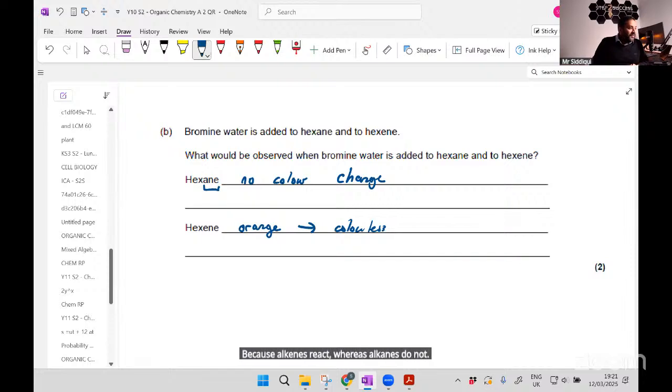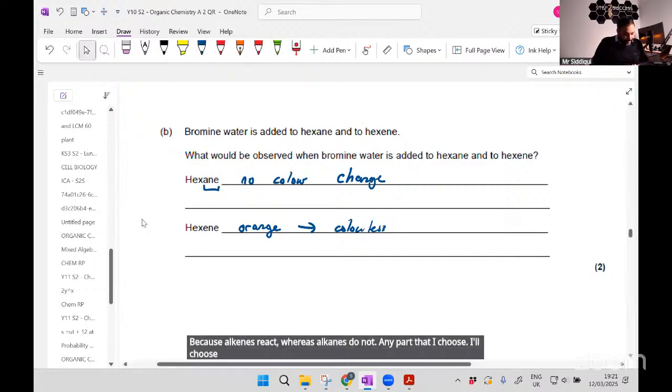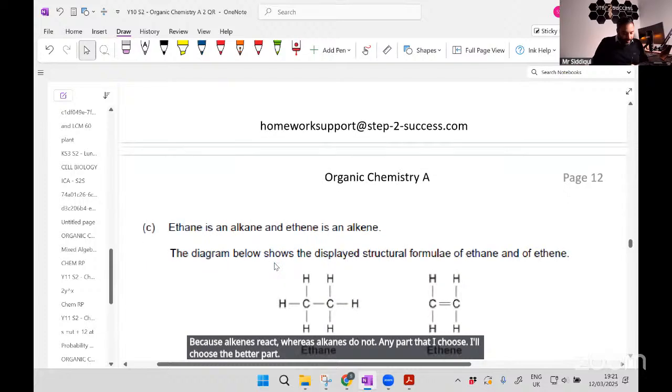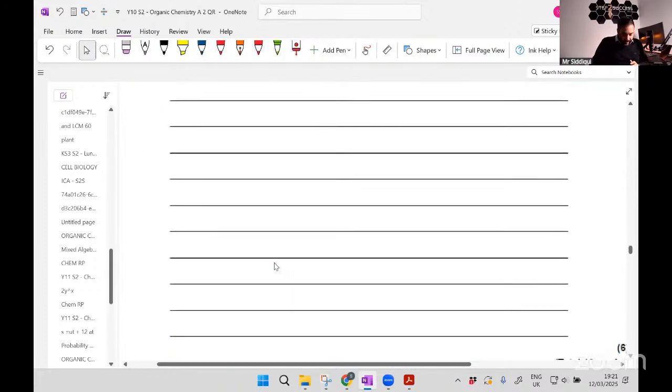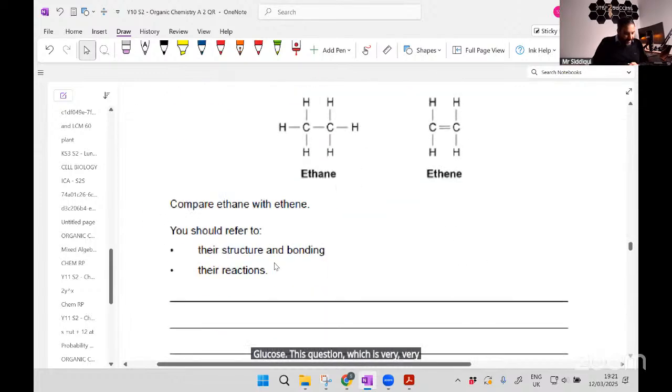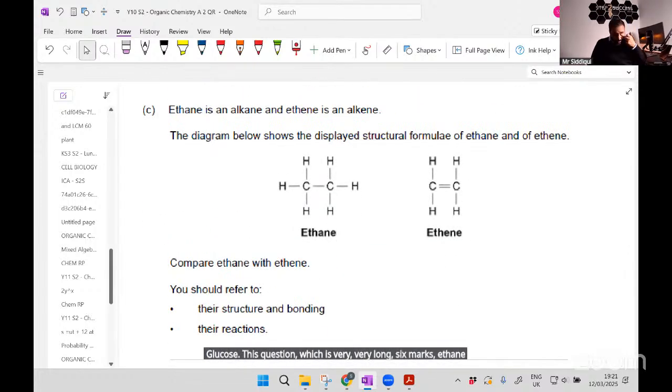Any part that I choose. Okay, I'll choose the bit about glucose. This question, which is very, very long, is 6 marks. Ethane is an alkane and ethene is an alkene.